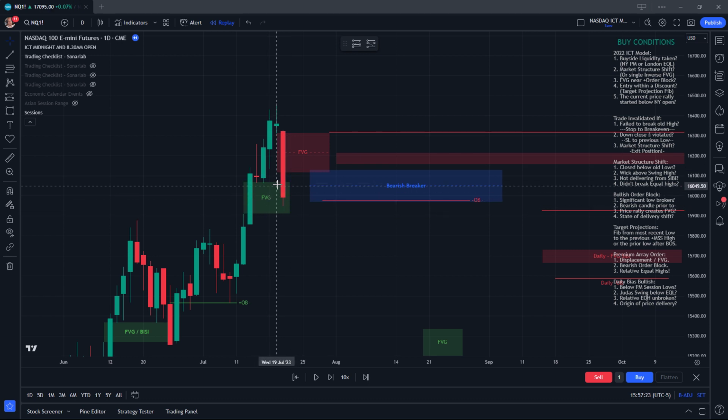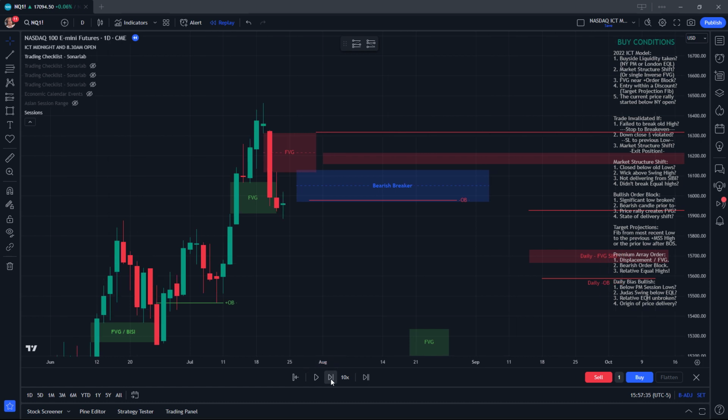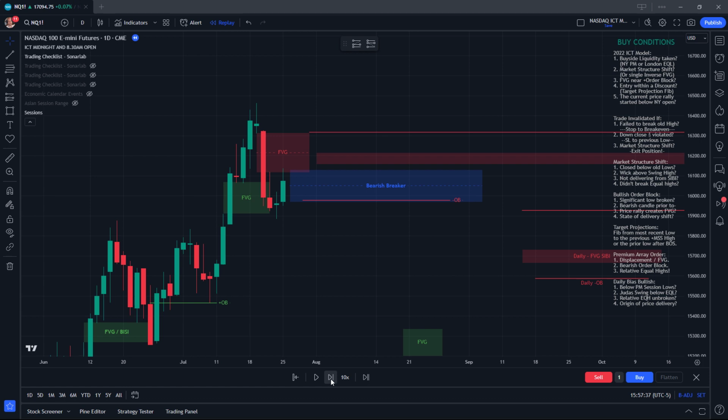So price trades into this fair value gap. We're kind of expecting this to get filled and then for price to move away from it, aren't we? That's what we like to see happen. Nice to see the PD array being respected.